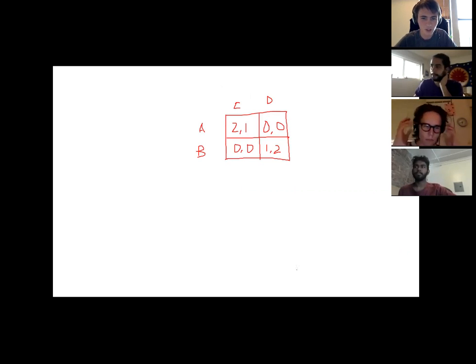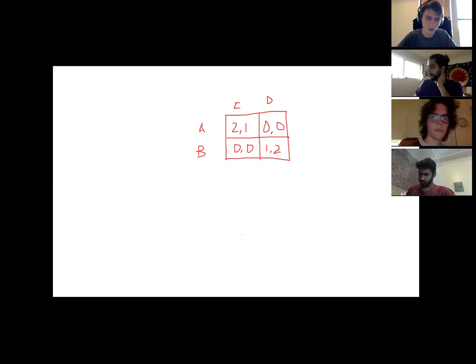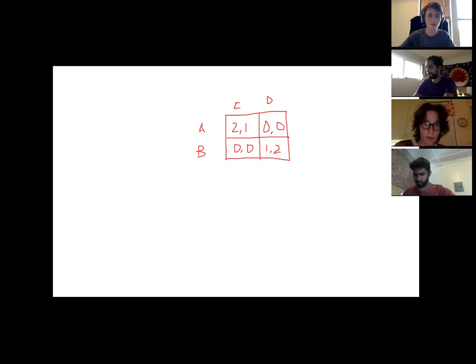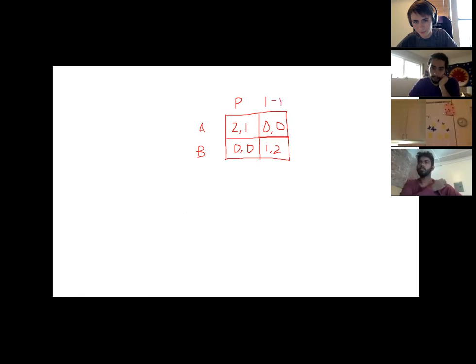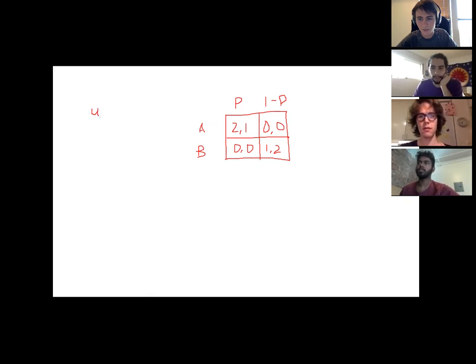Yep. Okay, so the first thing we're going to do is instead of calling this C and D, since we only have two options, let me erase that, and let's just call this P for probability, and 1 minus P. That's the first step, just so that we can formulate the problem better. Now we're trying to solve for these probabilities.